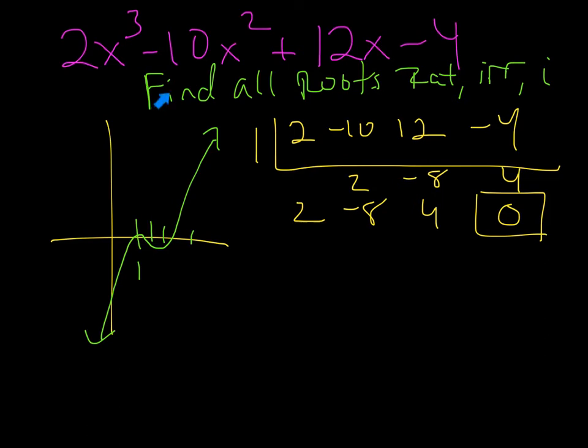Remember, my question was find all roots. So here's my answer box down in the bottom. I've got 1. That's one of my roots. Okay, but I've got 2 more. If it tells you to find all the roots, irrational and imaginary, then we are in fact looking for 3 roots. If my highest degree is 3, I'm going to have 3 roots down here. So I need 2 more.